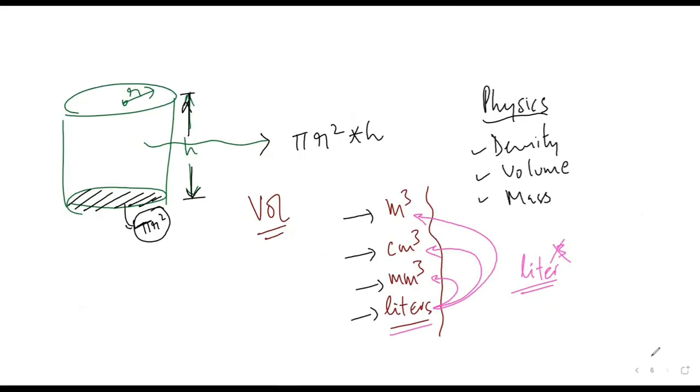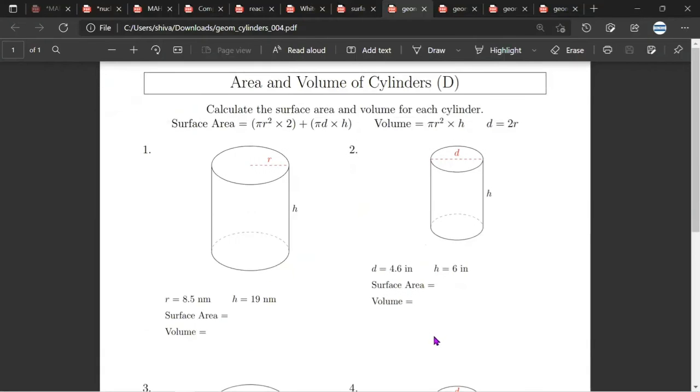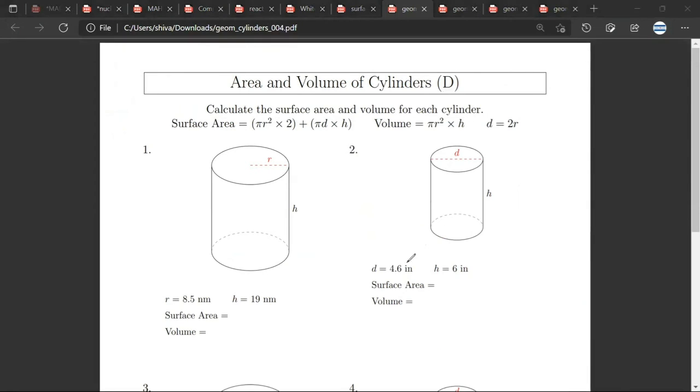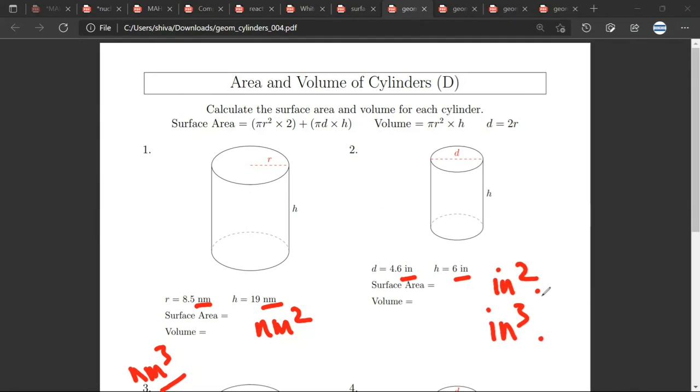Would you be able to do basic questions now? Mr. Sarthak? Yes. So I'll just show you the kind of questions that I've sent you. And these are very basic questions, just so that you remember the formula. So don't worry about the units. The surface area would be nm square and the volume would be nm cube. Don't worry about the units. The surface area would be inch square, the volume would be inch cube. Any doubt? No doubt, sir. Sarthak, any doubt? No, sir.